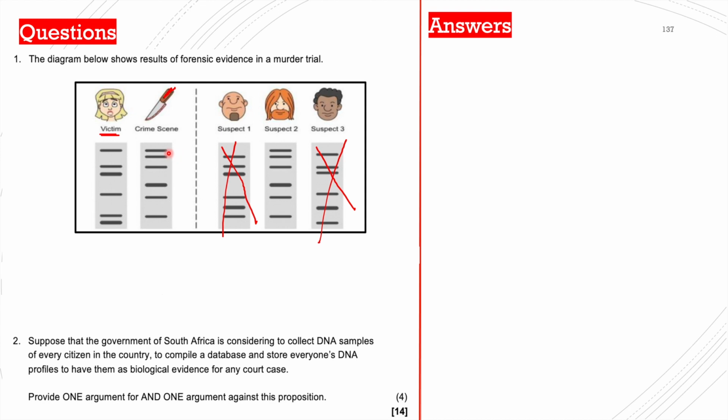Okay, now when we look at this first bar and we look at that bar, it matches. The second one is a match. The third one is a match to suspect 2.